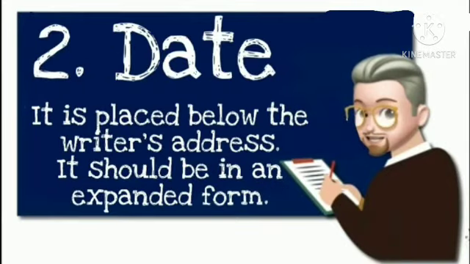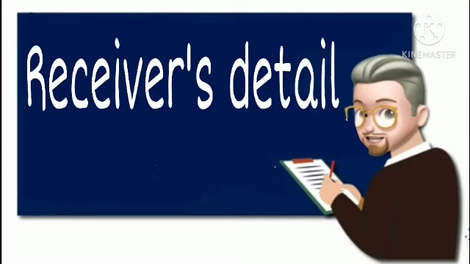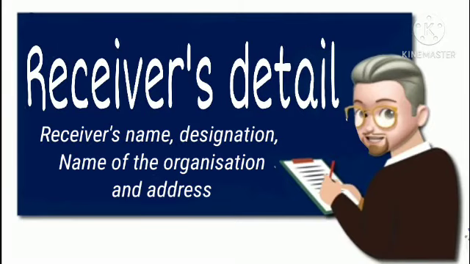Number 2. Date. It is placed below the writer's or sender's address. You have to mention the date on which a letter is written. Remember, it should be in an expanded form. Number 3. Receiver's detail. Here you have to write a receiver's name, designation, name of the organization and address.